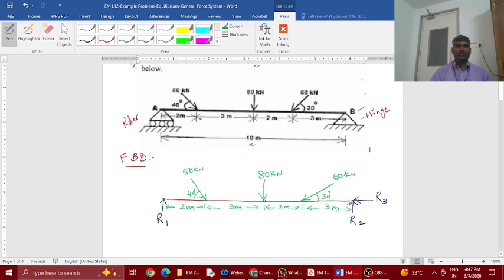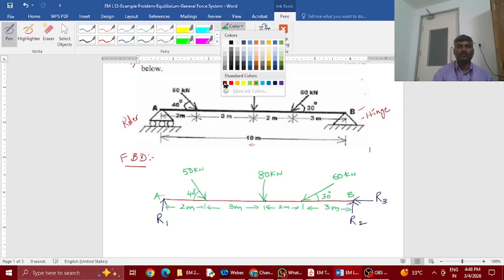Now you see this member AB, which has a total of 6 forces, 3 applied forces and 3 reactions, which will not pass through a single point. Okay, they are non-concurrent forces and non-parallel forces. So we call it a general case of force system.